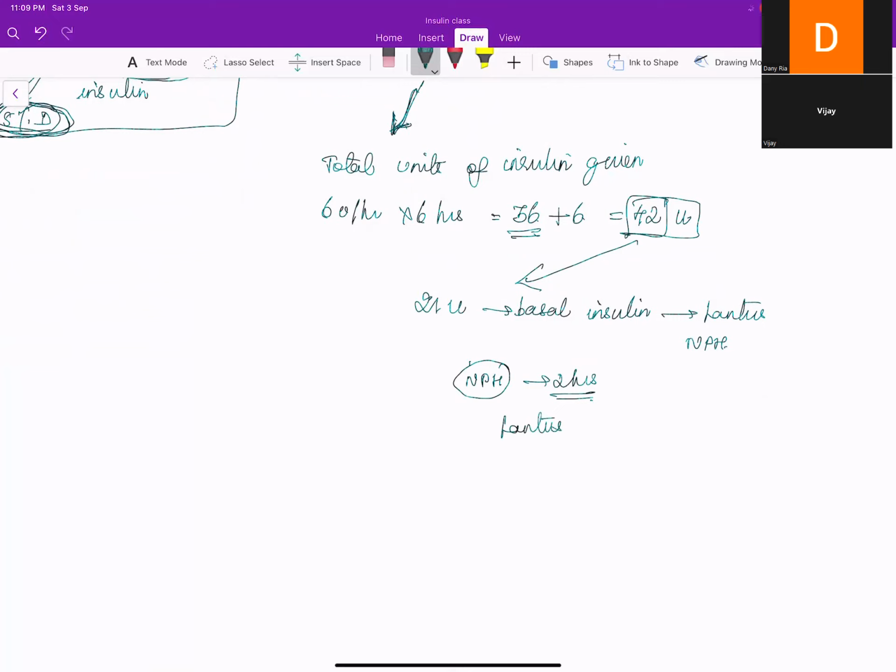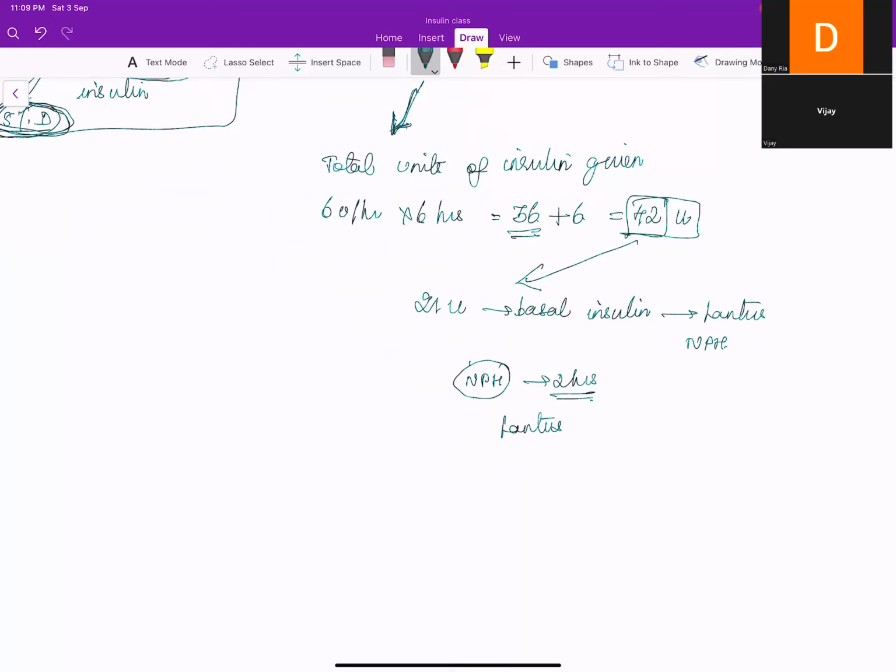So the general rule says that if sugar has fallen to less than 250, you are planning to stop the insulin infusion. Two hours prior to stopping the insulin infusion, give NPH insulin. What is the dose? 50% of the total infusion given. Then 2 hours after that, you have to stop the insulin infusion.